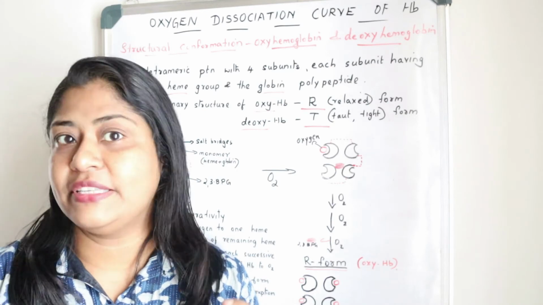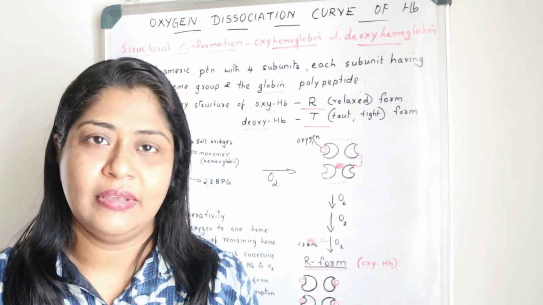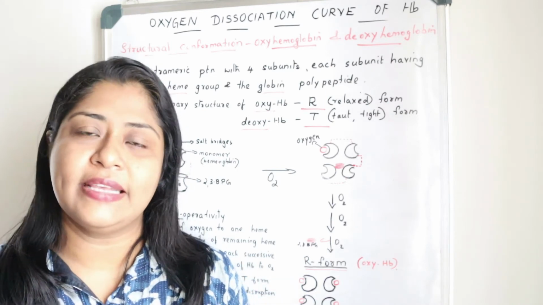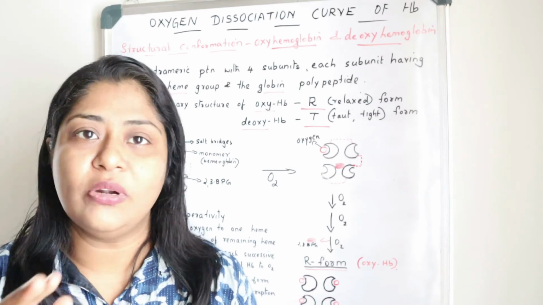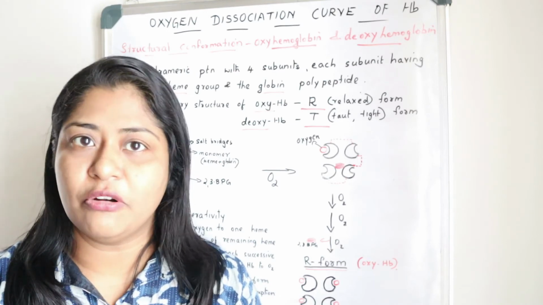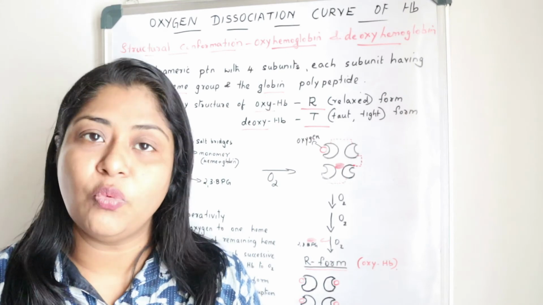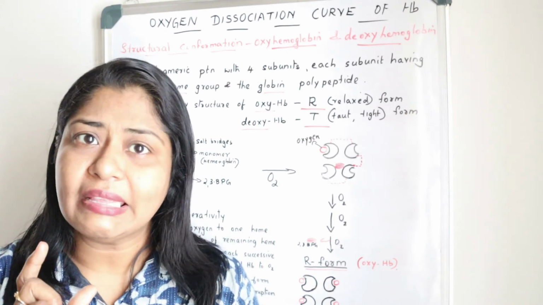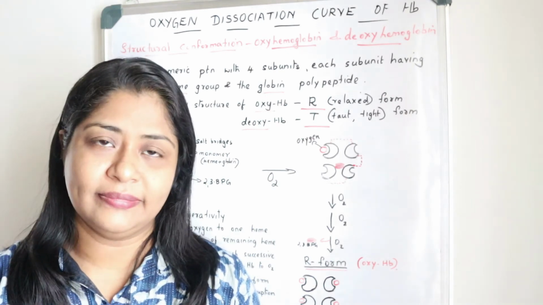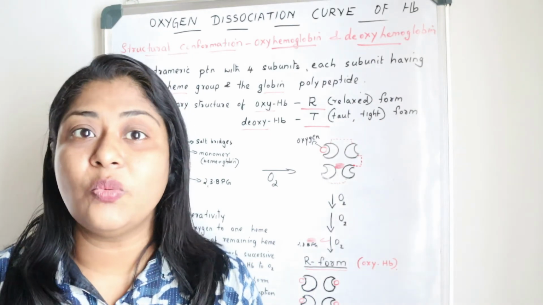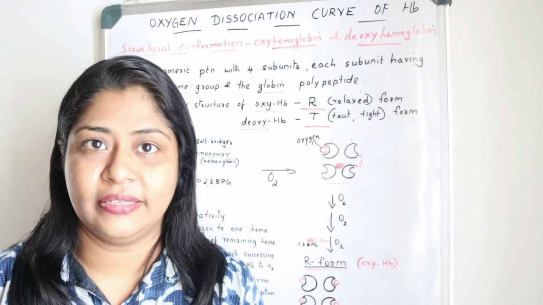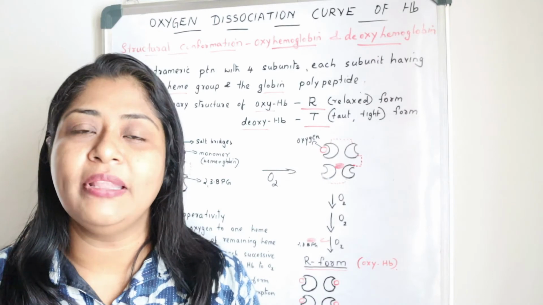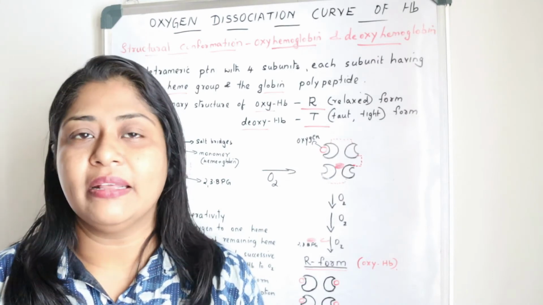And this iron has 6 valencies. 4 of these valencies are satisfied by the pyrrole nitrogens in the porphyrin ring, the 5th one is satisfied by the histidine of globin, and the remaining 6th one is linked to the oxygen. So such hemoglobin, that is the oxyhemoglobin, can carry oxygen.